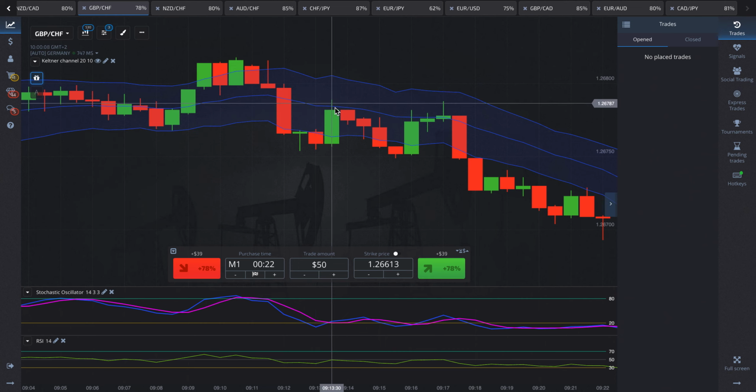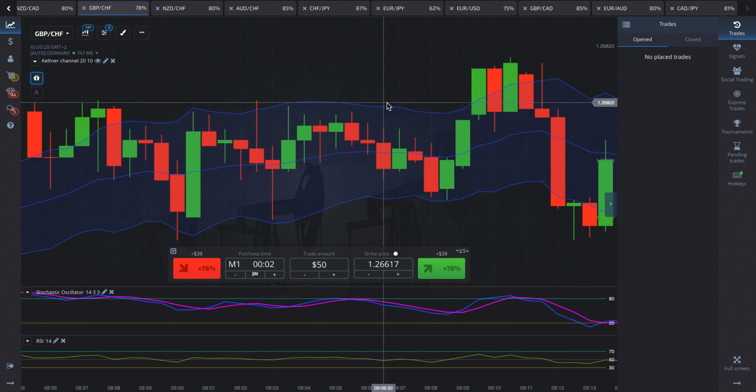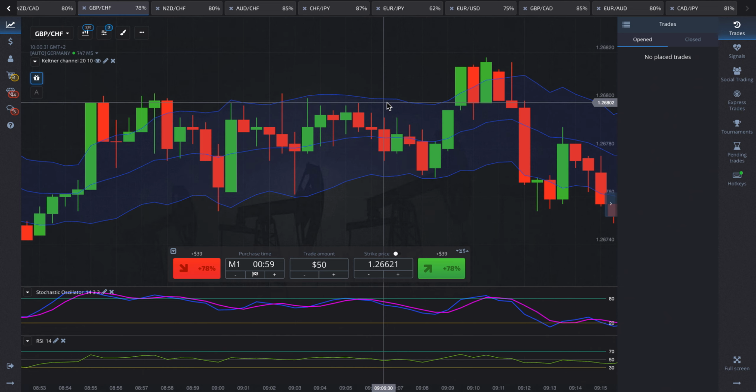Like you even see right here, it hits the 50-yard line in the Keltner channel, and then it hits the 50-yard line in the RSI, makes a sharp turn, and then boom, you win your trade. Same principle here. Boom, you win your trade. All right? So that's how you do it in a trending market. If I could find a nice uptrend, I'll show you as well.